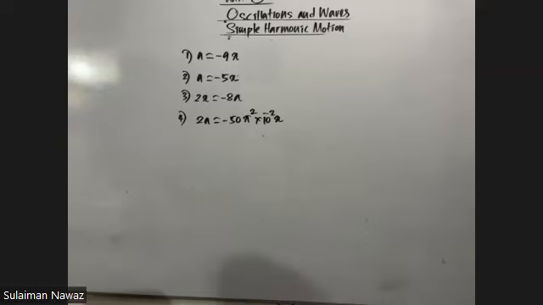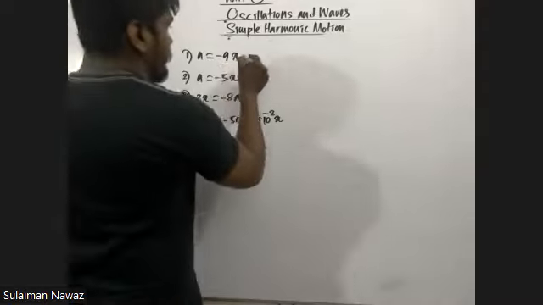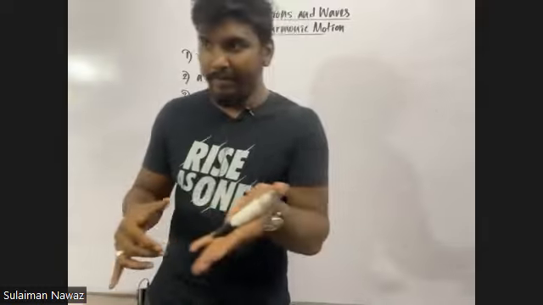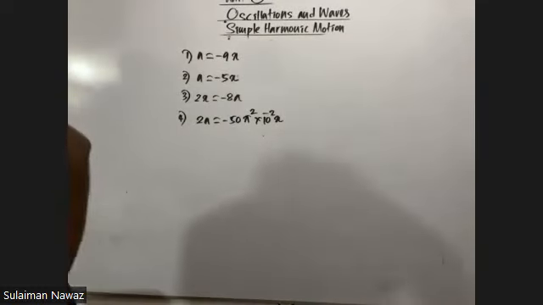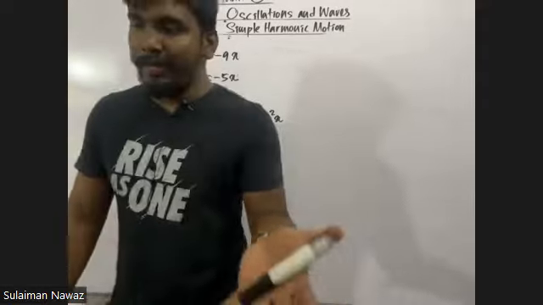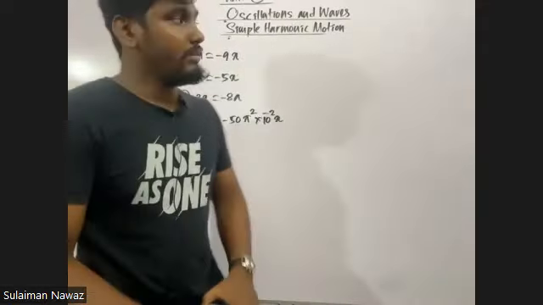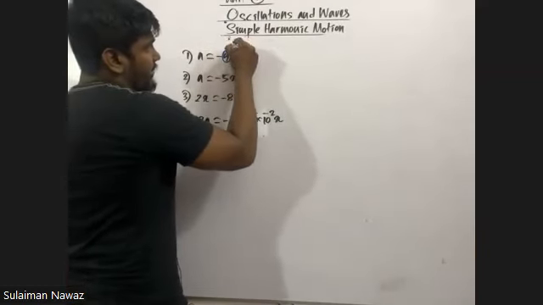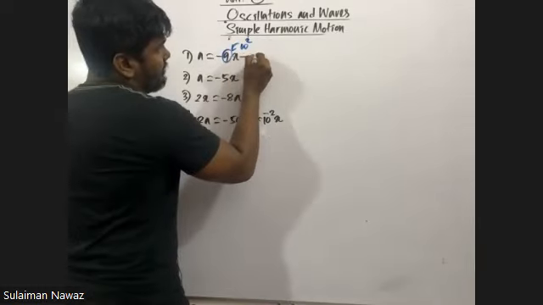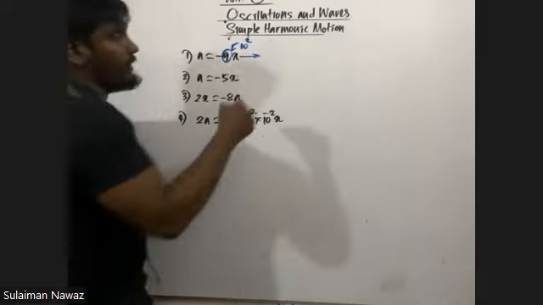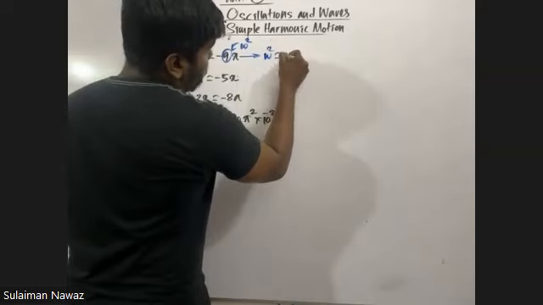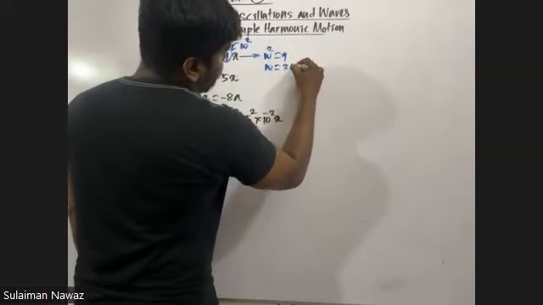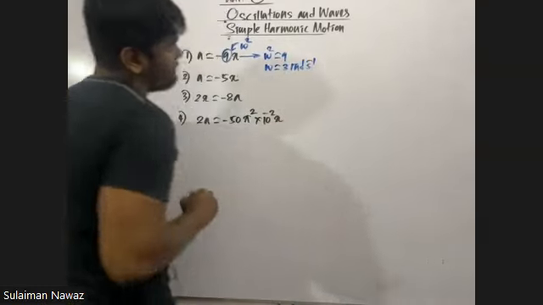Yeah. It's not difficult. Now we know that a equals minus omega squared x. We know the characteristic equation of simple harmonic motion. a equals what? a equals minus omega squared x. That's the equation. So then here, 9 means omega squared. Therefore, you can write omega squared equals 9. What is the omega value? Therefore, omega equals 3 radian per second.